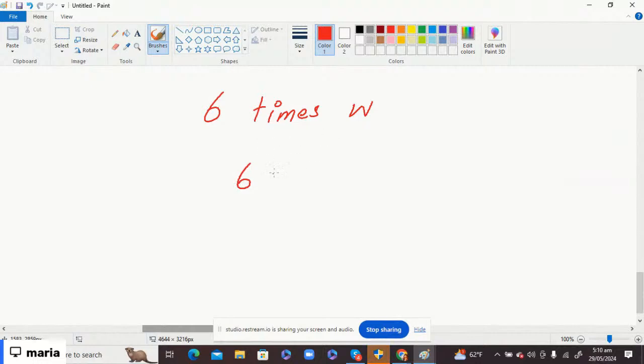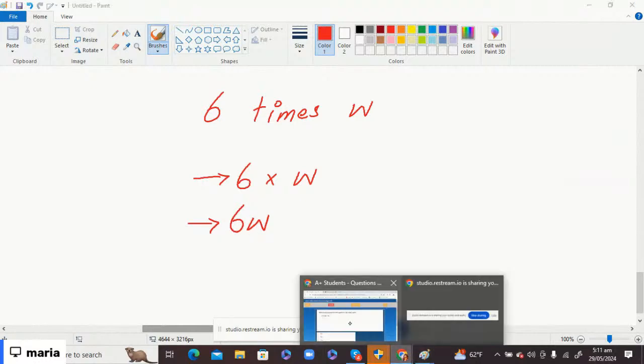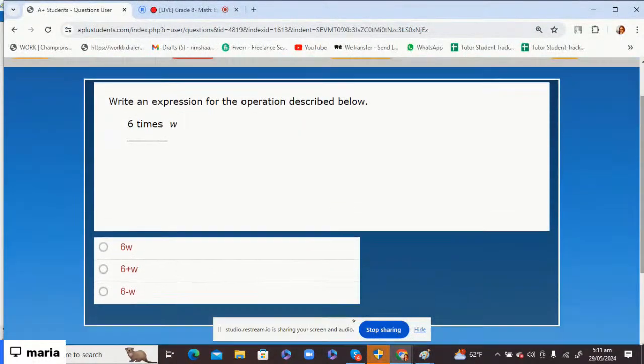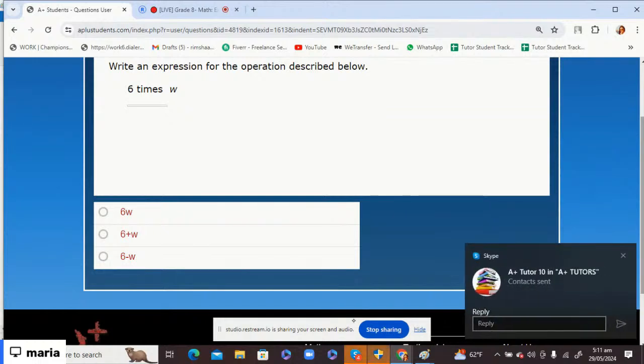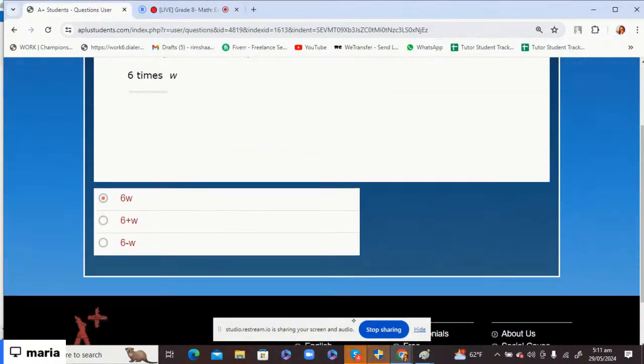6 times means multiplication. If you write it down this way or that way, it's all up to you. 6 times W also shows the times, and 6 into W also shows the times. Okay, so the first option is 6W, that shows the times. The second one is addition, the third one is subtraction. So we are going to move with the first option.